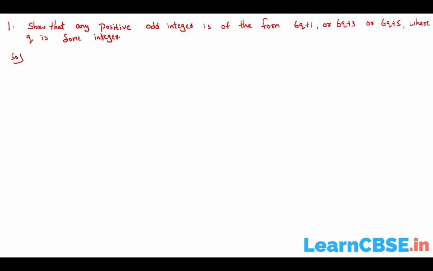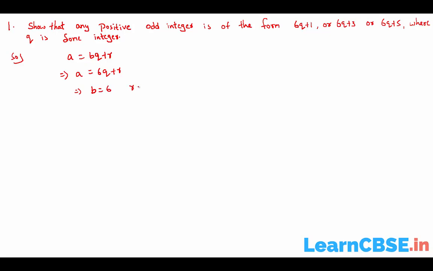Solution. So we need to prove that any positive odd integer is in the form of 6q plus 1, 6q plus 3 or 6q plus 5. Let's take a equal to bq plus r, Euclid's division lemma. Now compare with this: a equals 6q plus r. That means here b is 6.